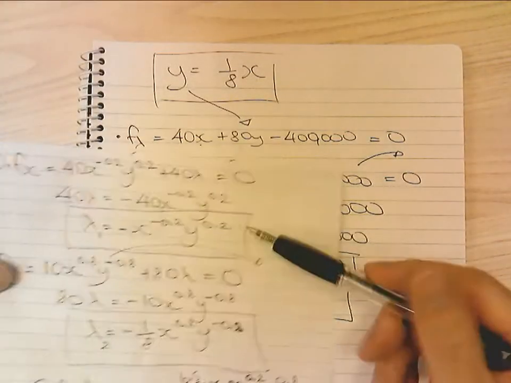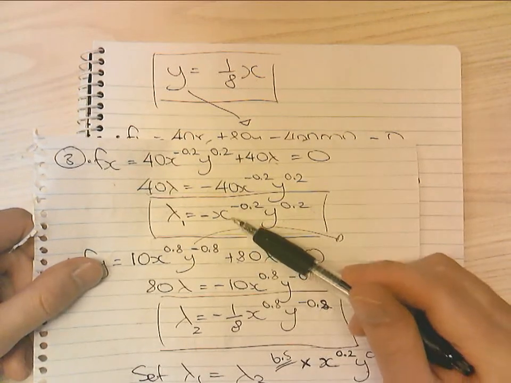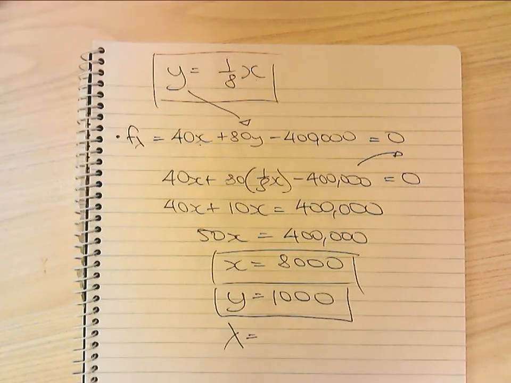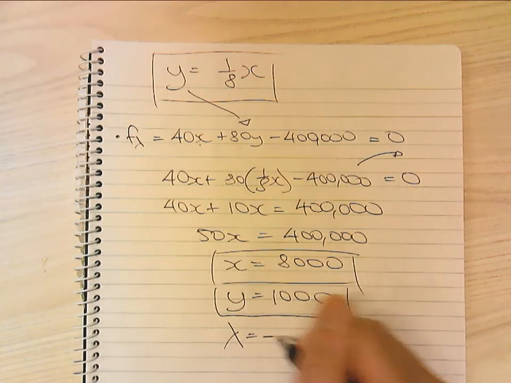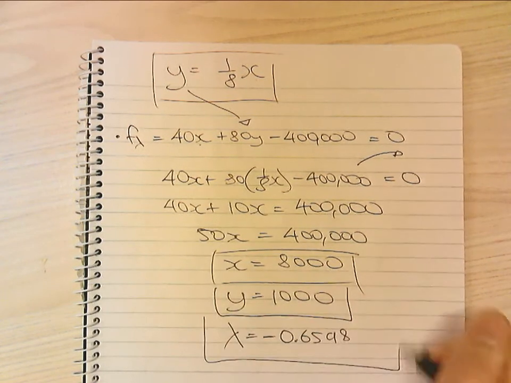We actually have two equations for lambda just over here, right? So you can use any one. They both require x and y, but they both should give you the same answer. In the interest of saving time, I'll just give you the answer: negative 0.6598. Okay, there's your lambda value.